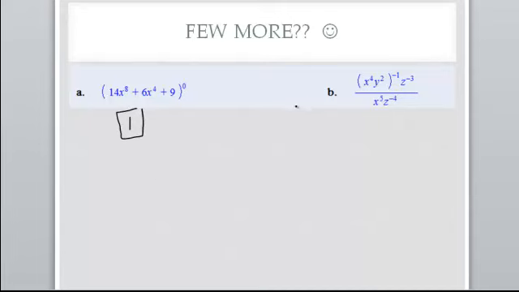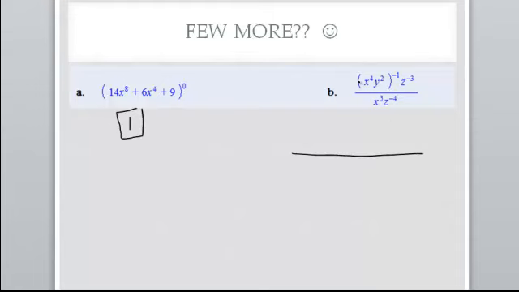Okay, let's see what's going on here. So in B, we have all of this raised to a -1. That means all of this needs to go to the denominator. We have this z that's raised to a -3, so it also needs to go to the denominator. We have this z raised to a negative, which means it needs to go to the numerator. And then we have a positive exponent here, so that one just stays where it is. Let's take care of all that moving around business first.